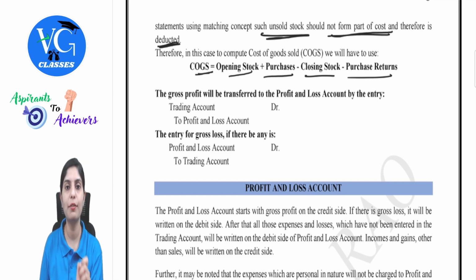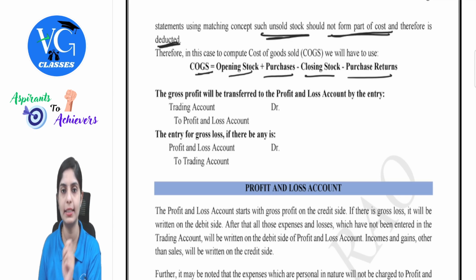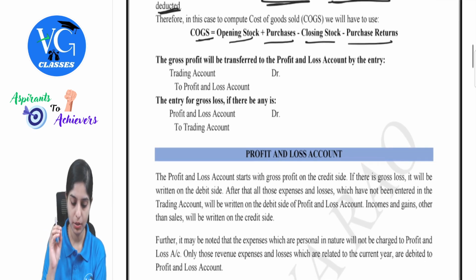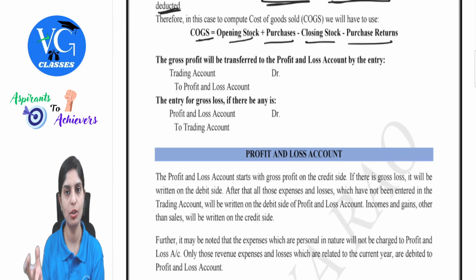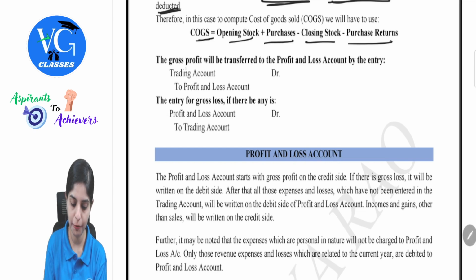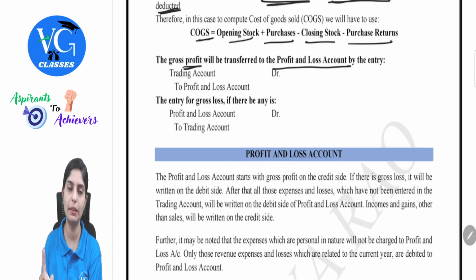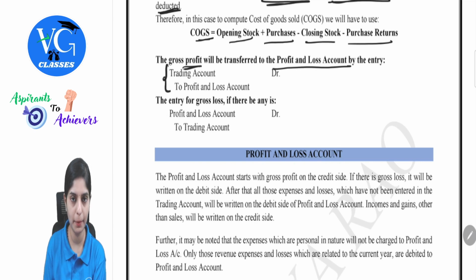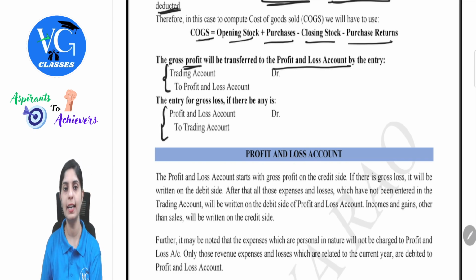One more, it will be reflected in the balance sheet on the asset side. Clear? Yes. Last, after we record all of these items, the gross profit or gross loss is the ultimate result in the trading account. The gross profit which we have recorded will be transferred to which account further? Profit and loss account. So the entry for this will be trading account debit to profit and loss account. The entry for gross loss, if there is any loss, P&L account debit to trading account.